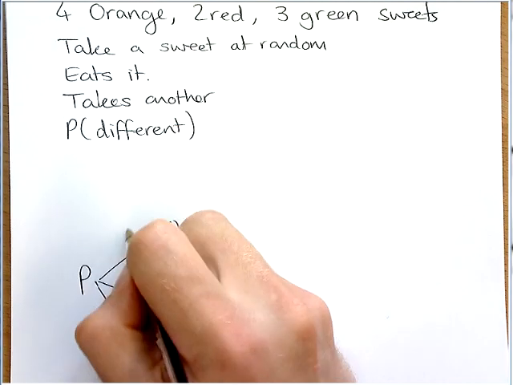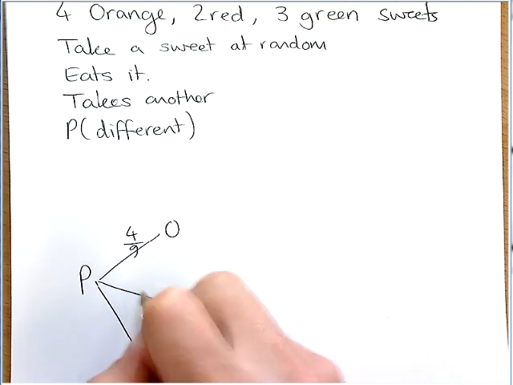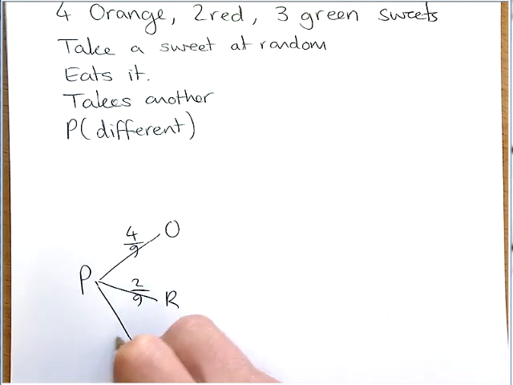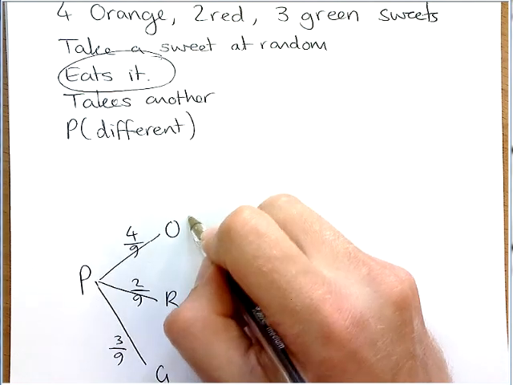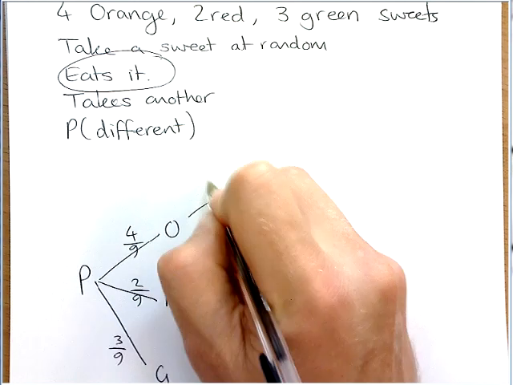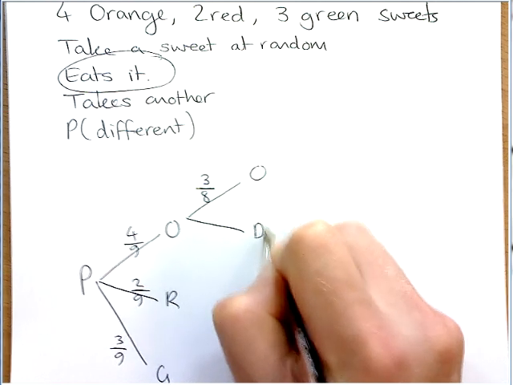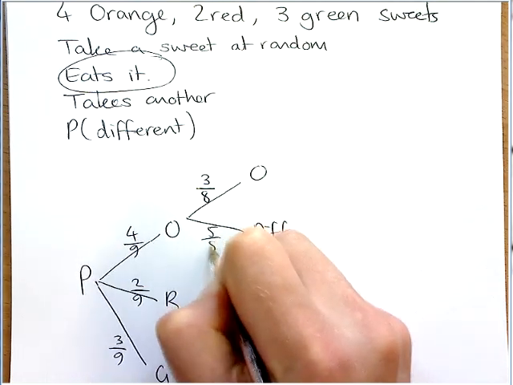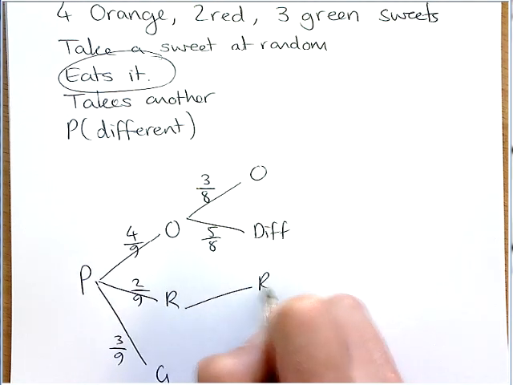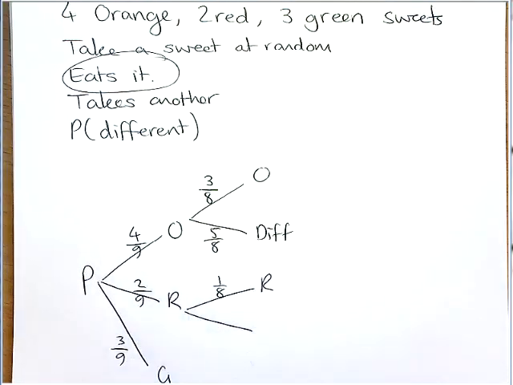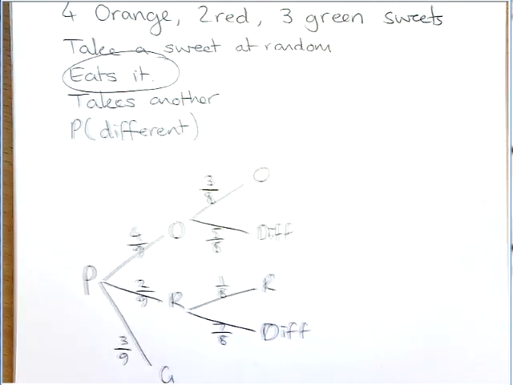So if he takes an orange, well, there's 4 out of 9. The red, there's 2 out of 9. And the green, there's 3 out of 9. But this is the bit that's important. He now eats it. So if he has an orange, there's only 3 oranges left, and therefore 8. So then a different one will be 5 over 8. If he has a red first, then there's only one red left. So that would be 1 out of 8. And the different colours, there will obviously be 7 out of 8.